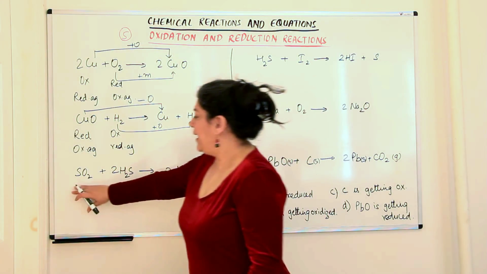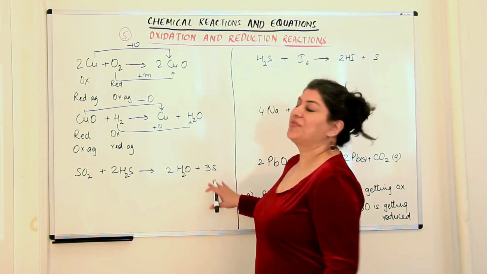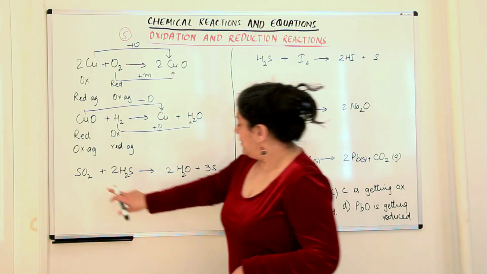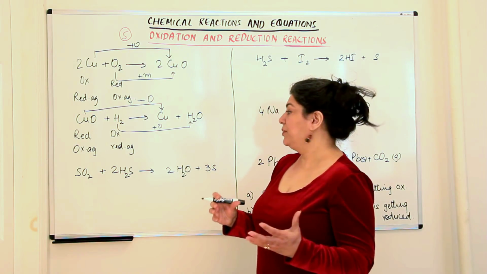Next problem. SO2 plus 2H2S will give you 2H2O plus 3S. Now we don't have to bother about the stoichiometry, that is the number of molecules.